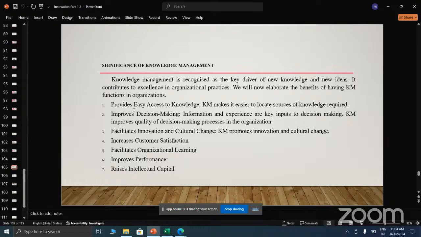One, knowledge management provides easy access to knowledge. Next, it improves decision making. Third, it facilitates innovation and cultural changes. Fourth, increases customer satisfaction. Fifth, facilitates organizational learning. Sixth, improves performance. And seventh, raises intellectual capital.